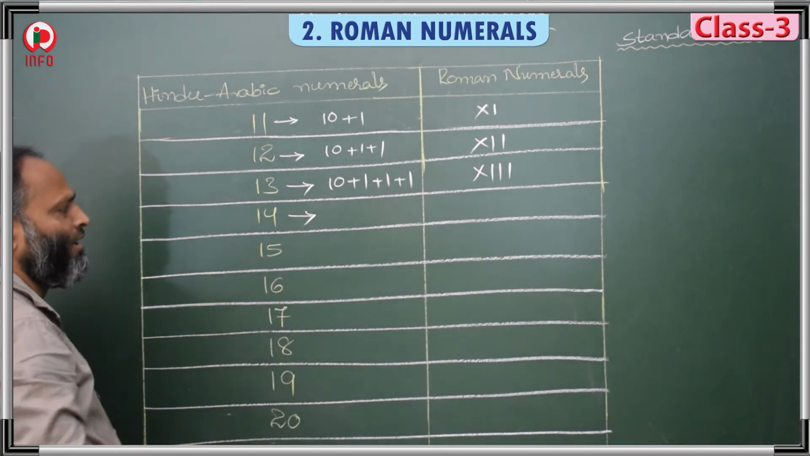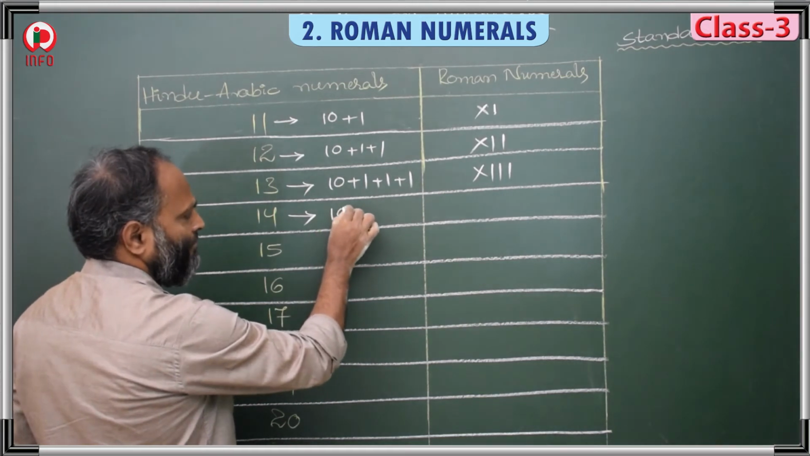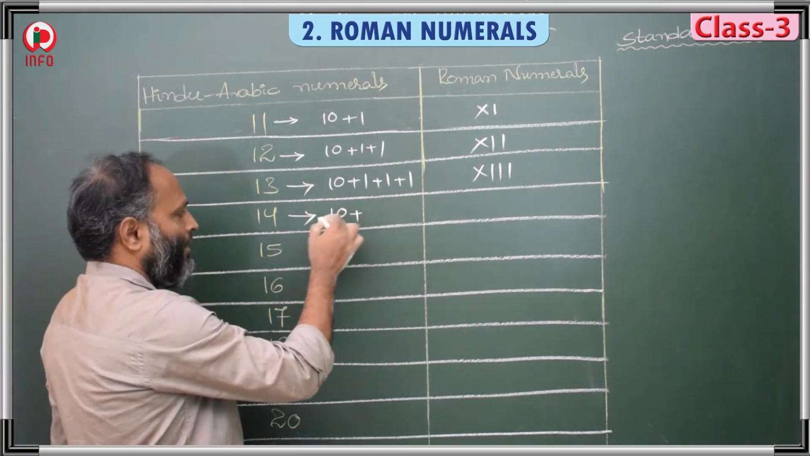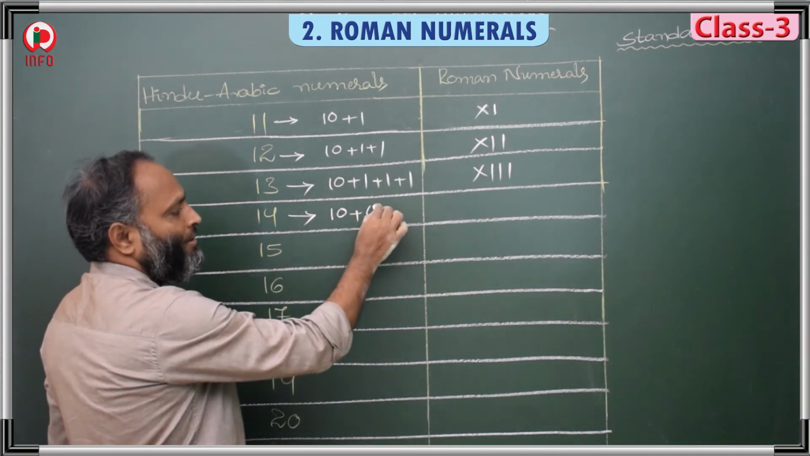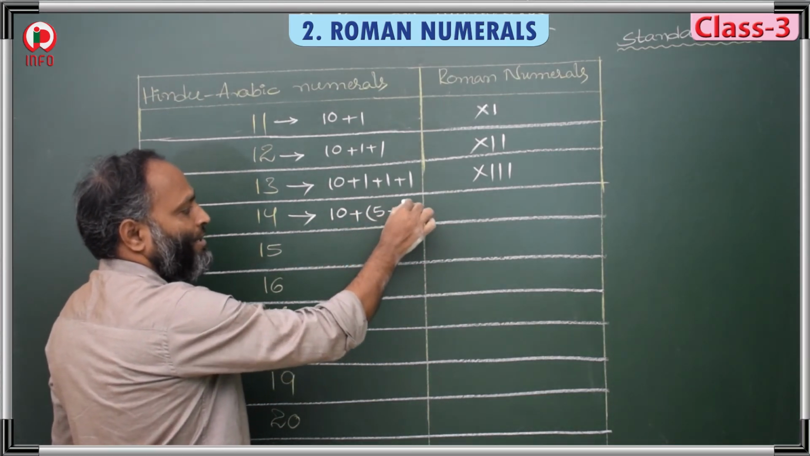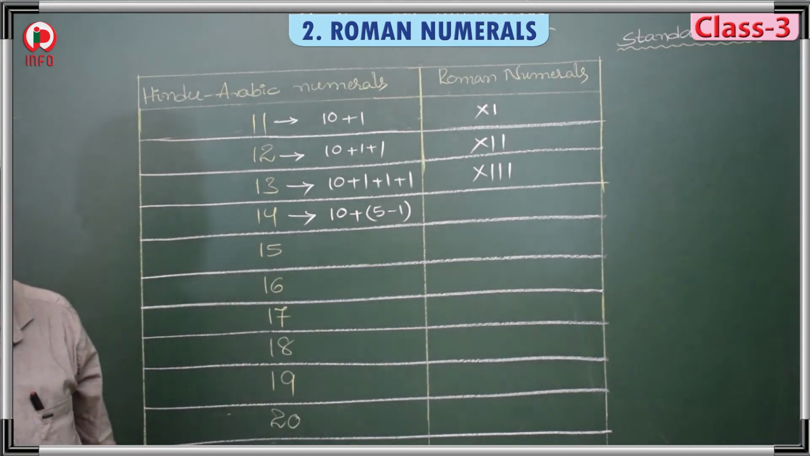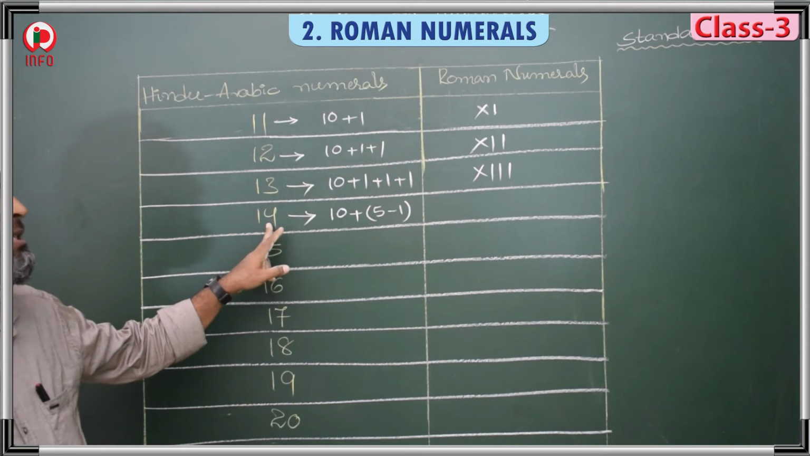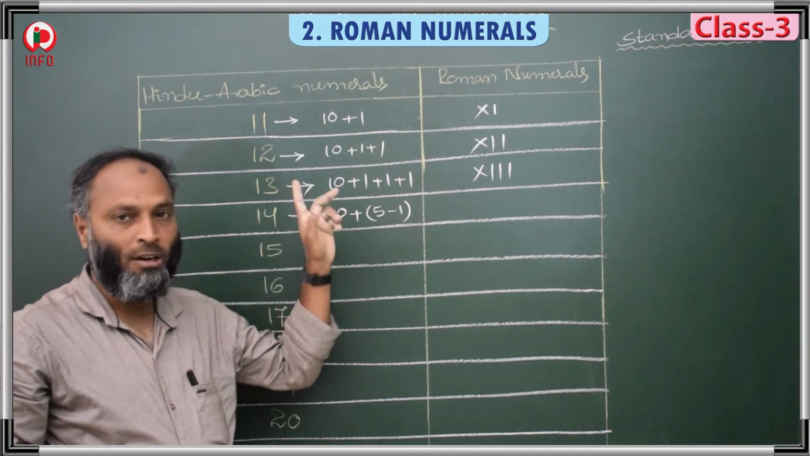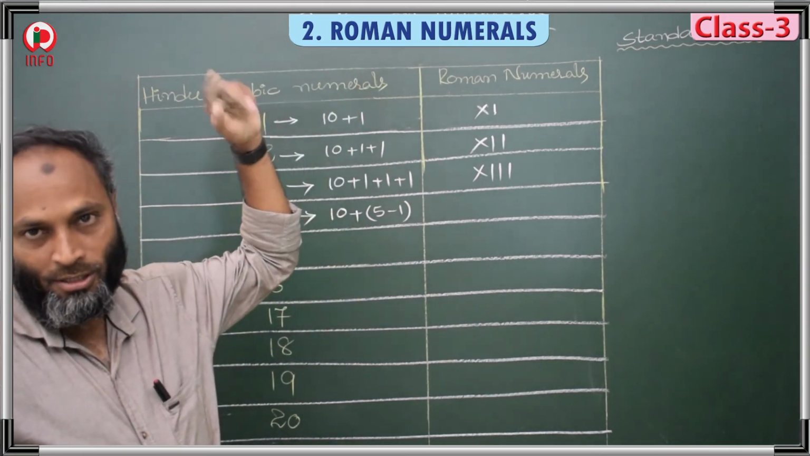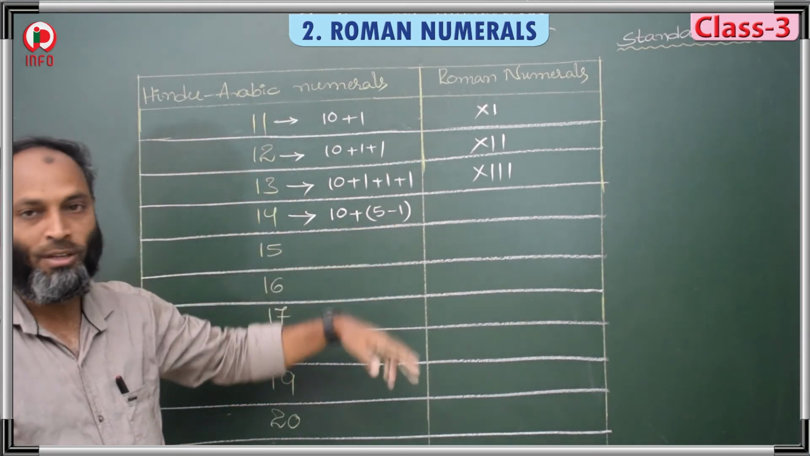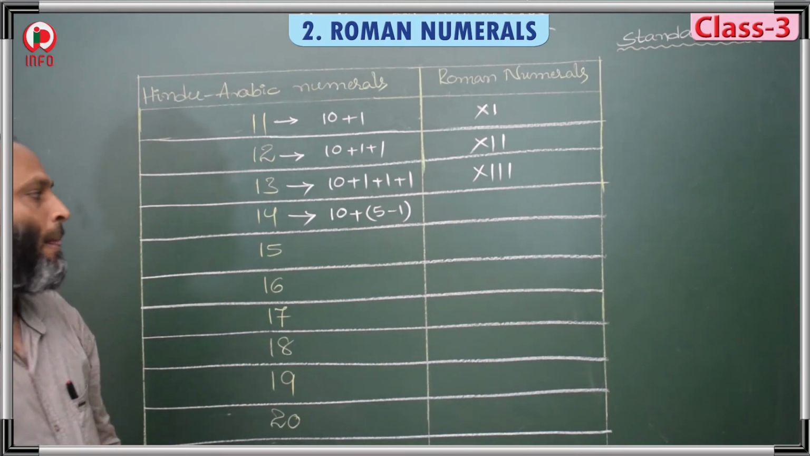So then how to take it? 10 as it is, then plus 4. 4 means 5 minus 1. Why? Because a direct representation of 4 is not there. So how to take 4? We already showed before how to take 4. That is 5 minus 1. 5 minus 1 is 4.